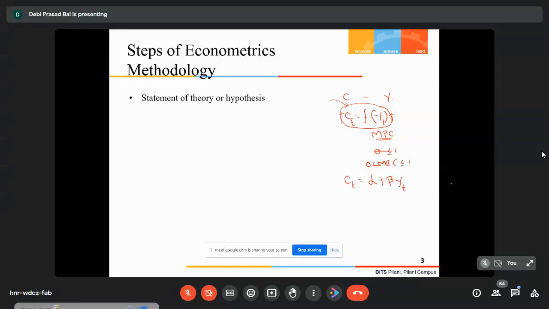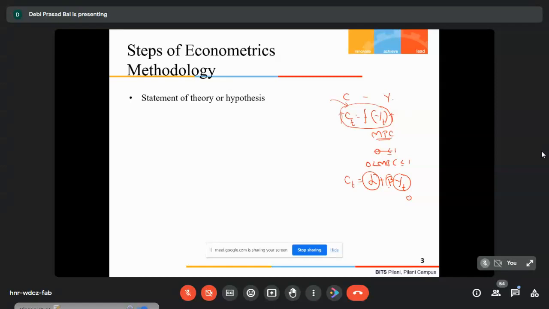Are you getting me? What is alpha? Alpha is nothing but, even if your income is 0, how can you interpret? Interpretation is very important. Even if your income is 0, you need to consume. Autonomous consumption, that is the intercept. In mathematics, it is called the intercept coefficient, and in economics, it is autonomous consumption. You need to consume something.